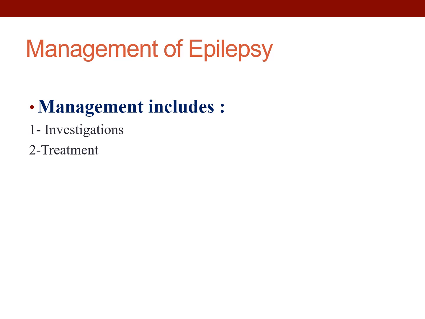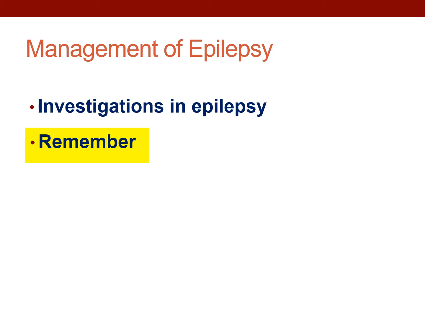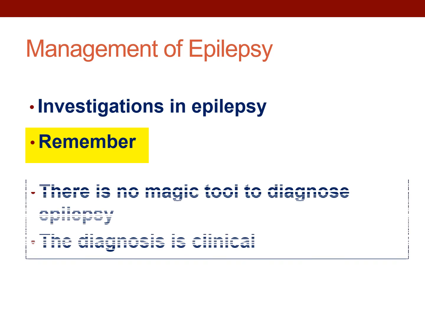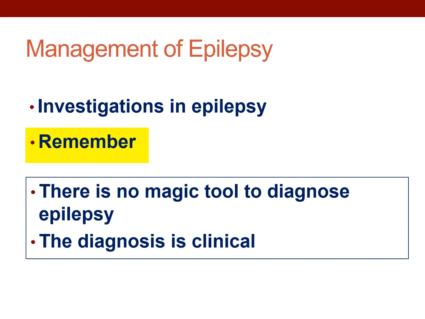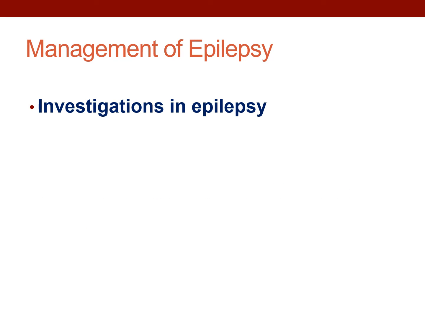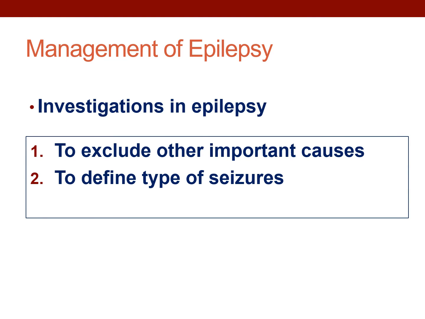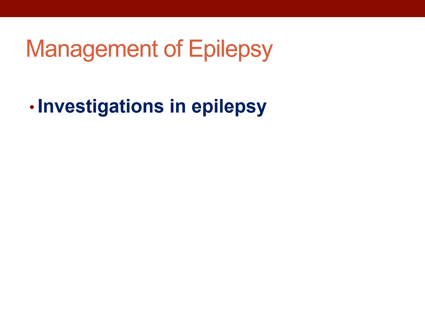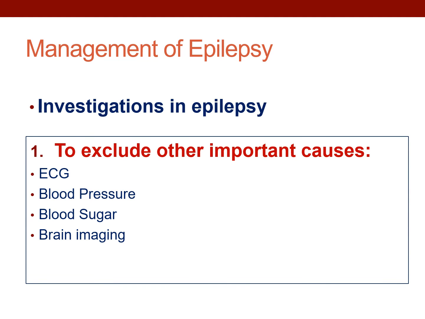Management, as in any disorder, includes investigations and treatment. For investigation, you have to remember one main thing: the diagnosis of epilepsy is clinical. There is no magic tool to diagnose epilepsy; the diagnosis is clinical. Again, it is clinical. So why do we do investigation? We do investigation just to exclude other important causes and to define the type of seizure. So, exclude other important causes like abnormal heartbeats, so that's why you need to do an ECG, abnormal blood sugar, that's why you need to do a random blood sugar, take the blood pressure, and you may do a brain imaging.